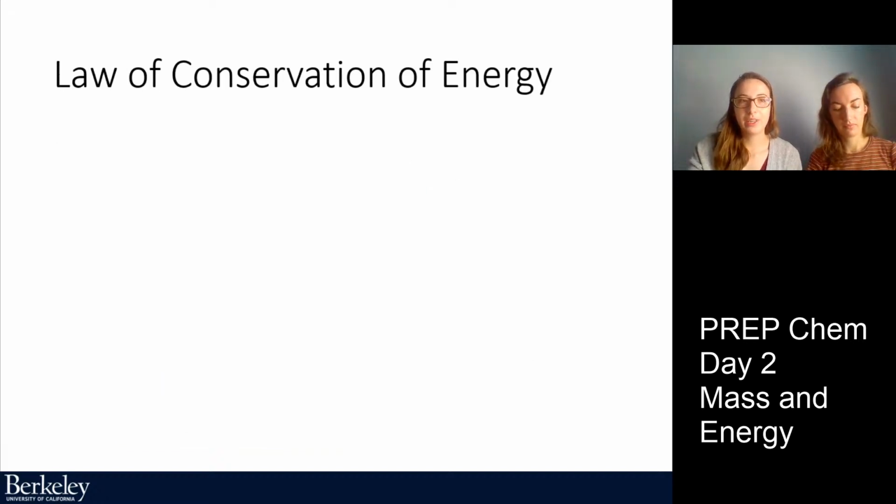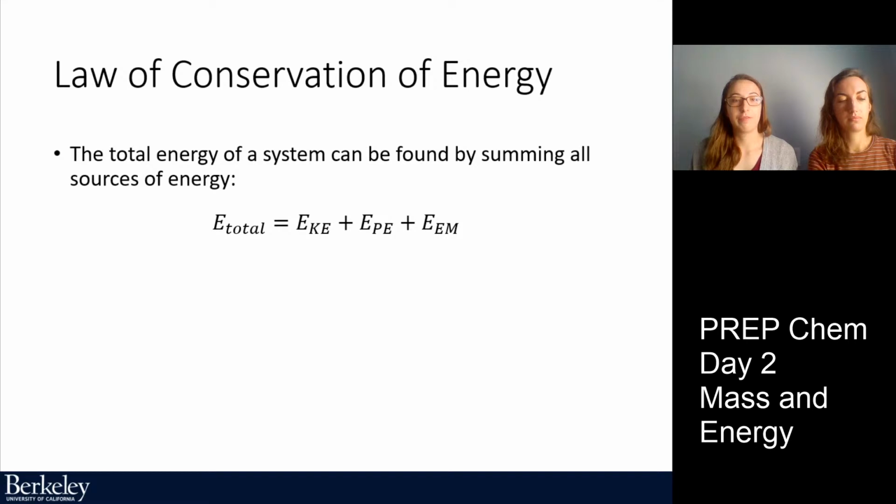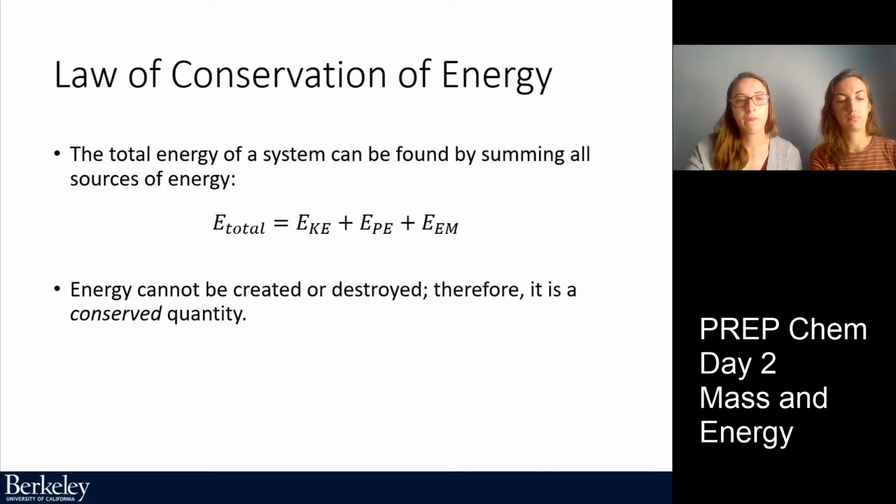Okay. So quickly, we also want to talk about the law of conservation of energy. So the total energy of a system can be found by summing up all sources of energy. For example, if you have kinetic energy sources, you have potential energy, and then you also have the electromagnetic energy. So you can add all of these different contributions together to get the total energy of your system. But also, energy cannot be created or destroyed. This is sort of a fundamental law of the way the universe works. And so because of this, we call energy a conserved quantity. So this is really good to keep in mind moving forward.